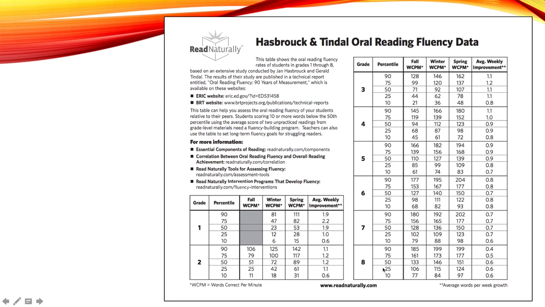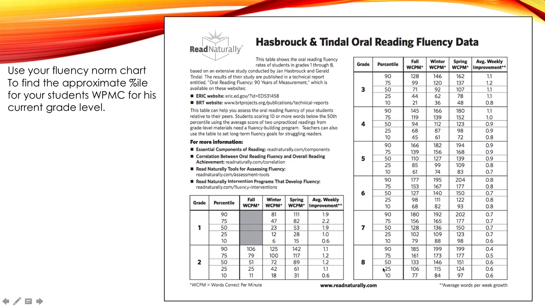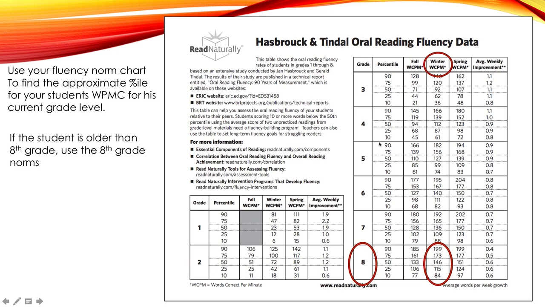And we're going to use our fluency norm chart. So this time, we are going to look at the winter of 8th grade if the student is an 8th grader. If the student is older than an 8th grader, you're still going to use the 8th grade norms. If the student is younger than that, you use whatever grade level they are. And we're going to use winter norms because we are giving this test in January. And then this is the band that we are going to look for. Where does our student's words per minute correct fall?